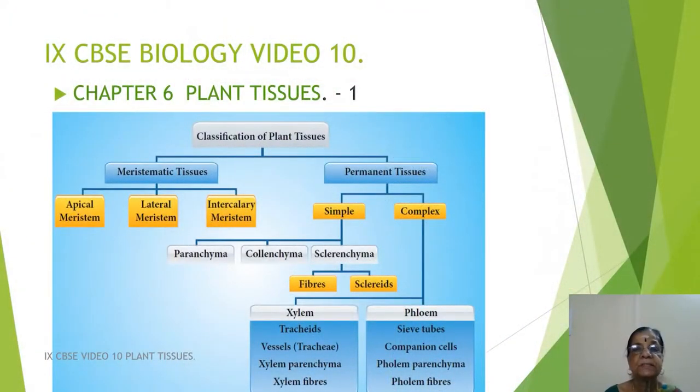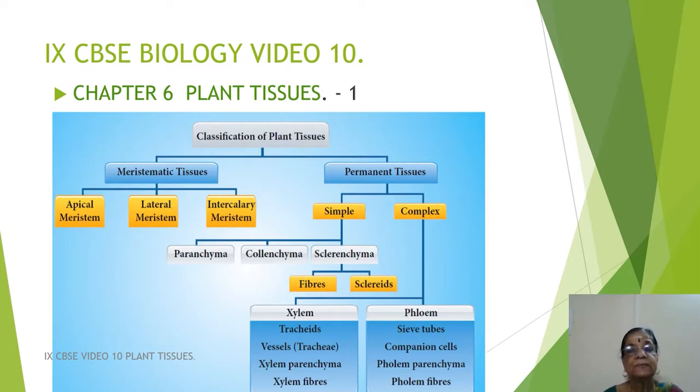Video number 10, chapter 6, plant tissues. What you have learned descriptively in video number 10 on this blackboard, whiteboard, we are now continuing with this presentation. Now what we are doing first is classification of plant tissues. I have just given the introduction. Now I am going into detail.